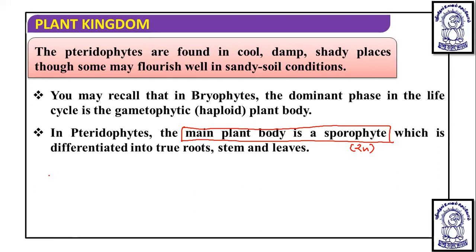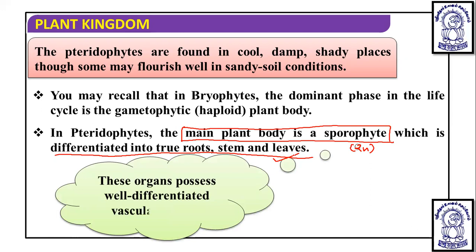Here, thallus occurrence is not seen in the body of pteridophytes, because in bryophyta, and in algae as well, which we have discussed, there is no differentiation of the plant body. They have root-like, stem-like, and leaf-like structures, which is known as thallus. But in pteridophytes, the main body is differentiated into true root, stem, and leaves.